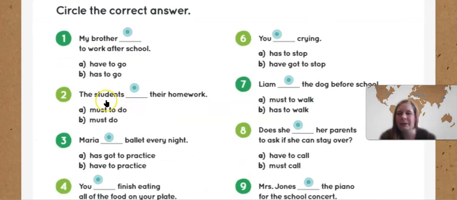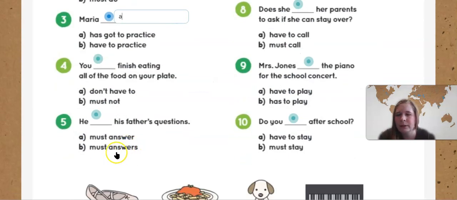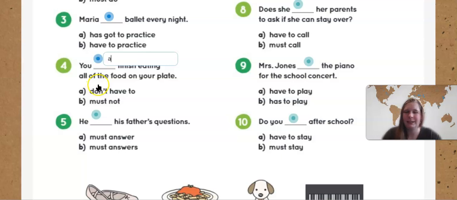Okay, now let's choose the best answer. My brother have to go, has to go. B, has. The students must to do? No. B, must do. Maria has got to practice? Have to practice. For Maria, has got to. You finish eating. You don't have to, must not. It's an optional choice. A, don't have to.